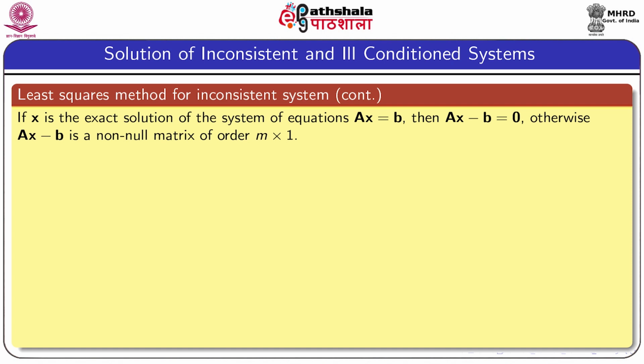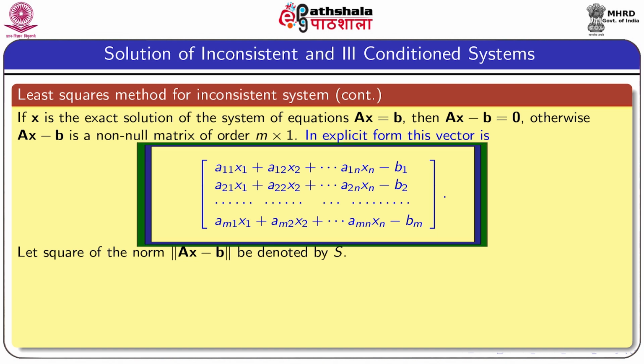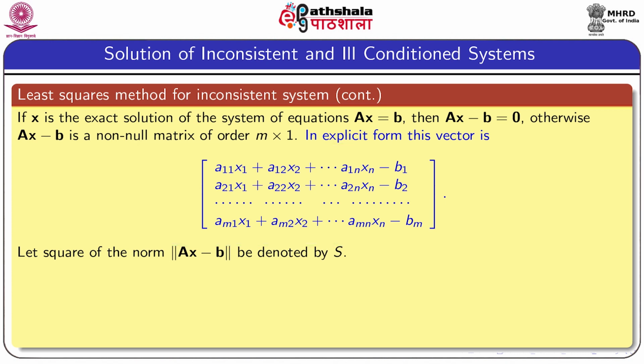If x is an exact solution of the system of equations Ax = b, then Ax minus b is a null vector, which is obvious. Otherwise, Ax minus b is a non-null matrix of order m by 1. In explicit form, this vector is this one. The first element is a11 x1 plus a12 x2 plus a13 x3 plus ... plus a1n xn minus b1, and similarly the other elements.